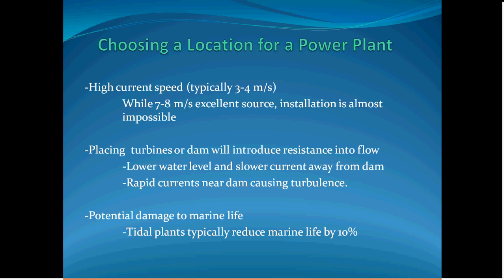Another thing to note, when you make a tidal power plant and you install turbines or dams, this will introduce a resistance into the flow. Now away from the dam, this will cause the water level to drop and the currents to slow down. However, closer to the dam, the rapid currents will increase, and this can cause turbulence. In addition, it can cause potential damage to marine life. And typically it's seen that when tidal power plants are installed, this reduces marine life around this area by as much as 10%.